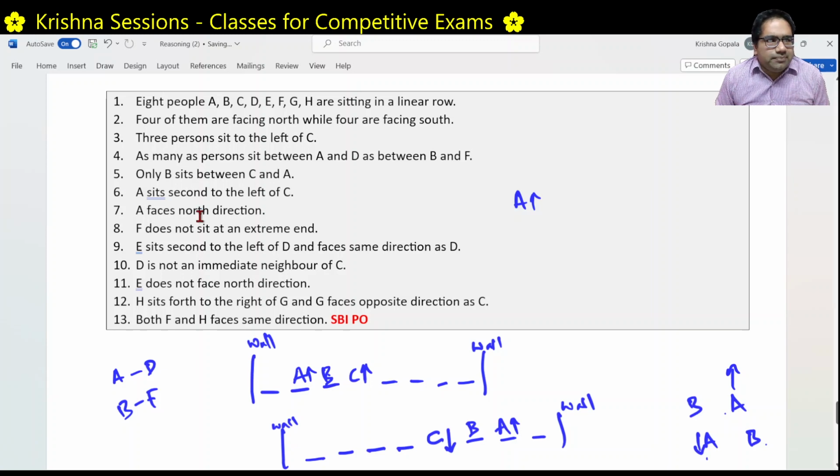But B is sitting between A and C. This much is known. In this case, C is south and A is north. Okay, 5, 6, 7, we have read them together. F does not sit at the extreme end. Okay, fine. F is not here, not here, not here, not here. So far, what are the rules that we have used? We have used the first rule, second rule, just to define how many are there.